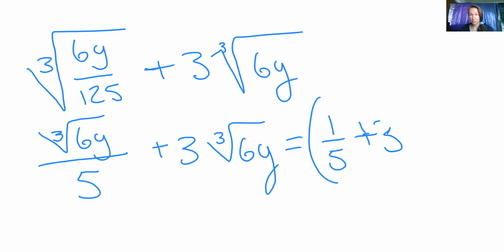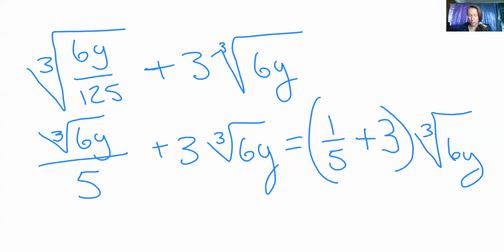1/5 plus 3 of these cube roots of 6y. This is our 1/5 because we're dividing the cube root of 6y by 5. So we have 1/5 of it. And this one is 3 of them. And they are like radicals because the radicals are identical. The index is 3 and the radicand is 6y, right?